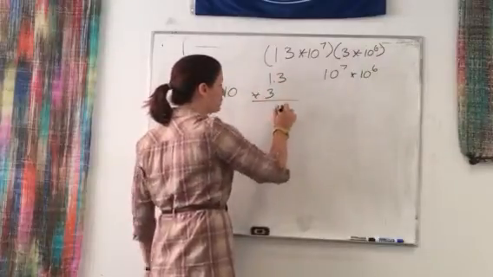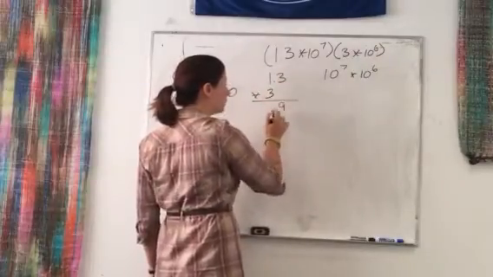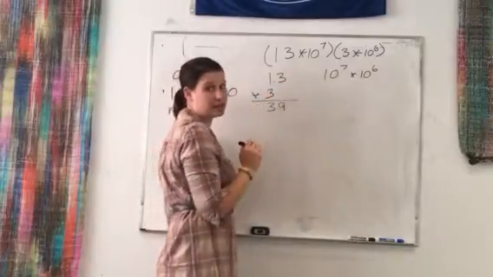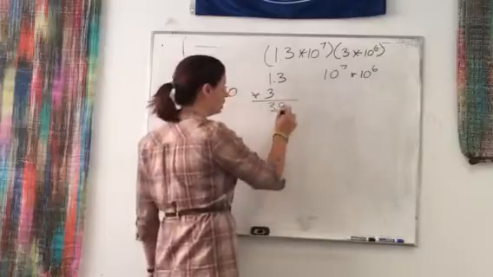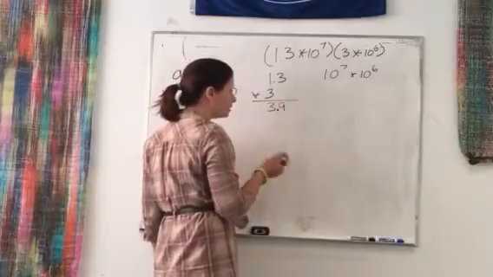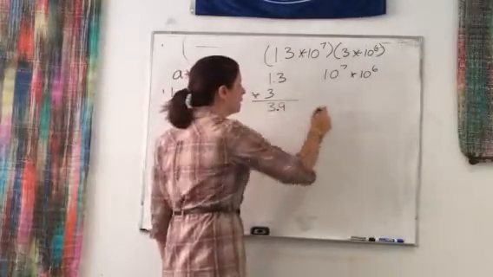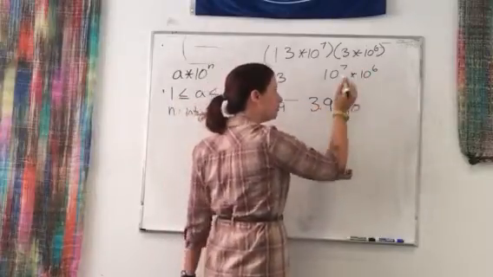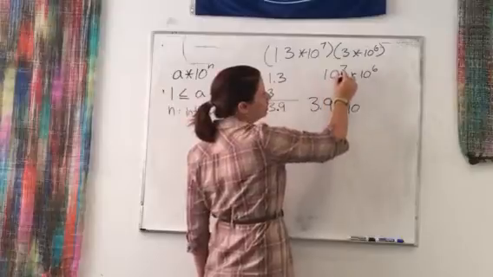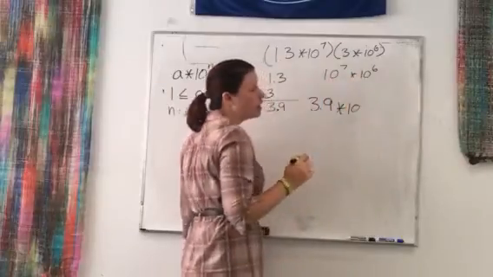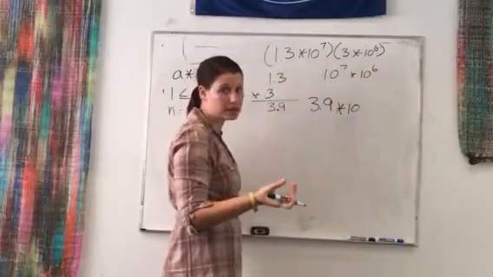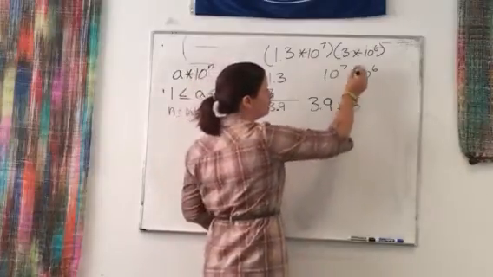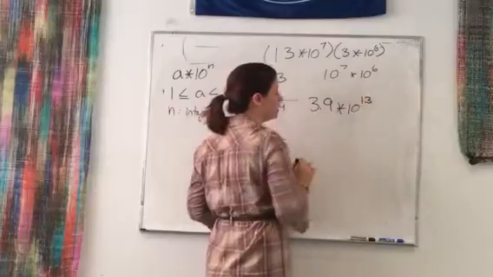So 3 times 3 is 9, 3 times 1 is 3. Both of these numbers only have 1 decimal place together. So that means 1 decimal place, 3.9. So we have 3.9 to start off with, times 10 to some power. Now, 10 to the 7th times 10 to the 6th, exponent rule, same base being multiplied together, means you add the exponents. So 7 and 6 is 13.